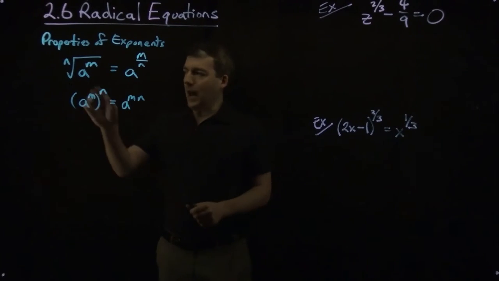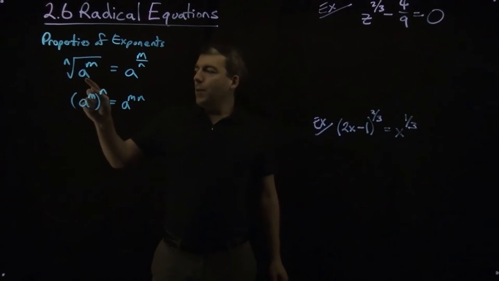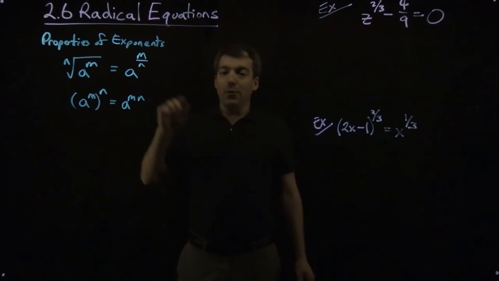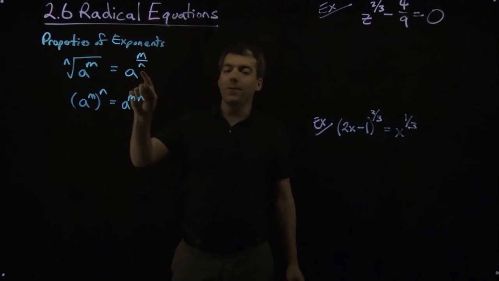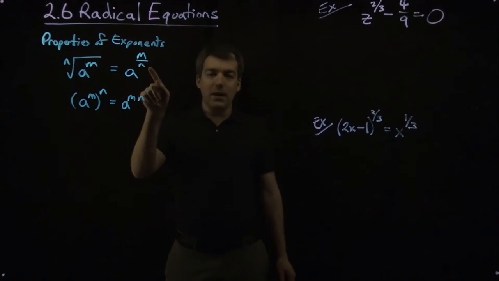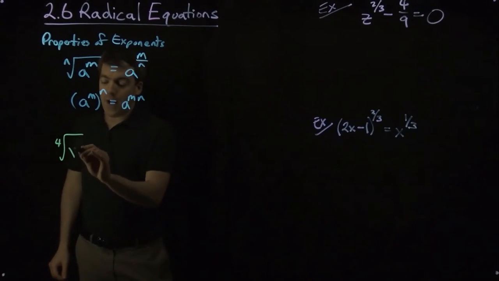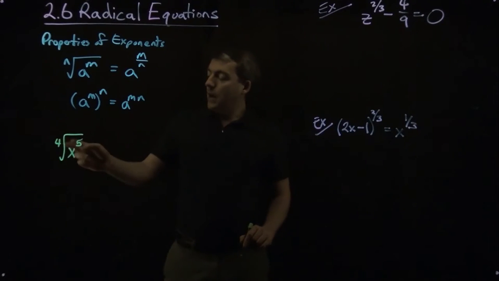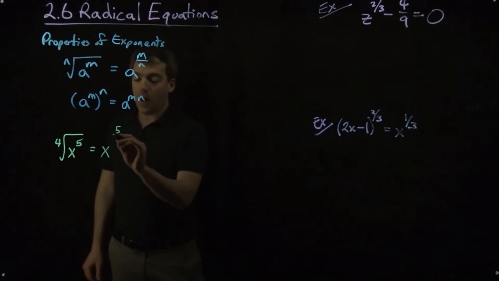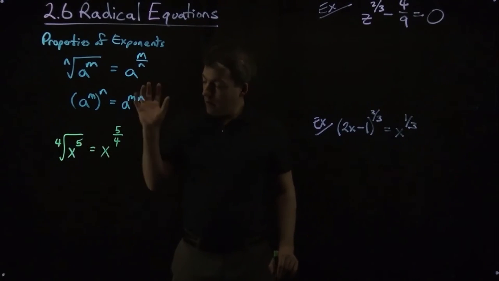So the first property we're going to look at is how to convert between a radical and a fractional exponent. Here we have the nth root of a to the m. The root that's applied here is the nth root, and then this a is being raised to the power of m. We can write that as a fractional exponent with the power on a in the numerator and the root in the denominator. So for example, if we had the fourth root of x to the fifth power, we can write this as x raised to the fifth power, so 5, over 4 power. So radical, fractional exponent.